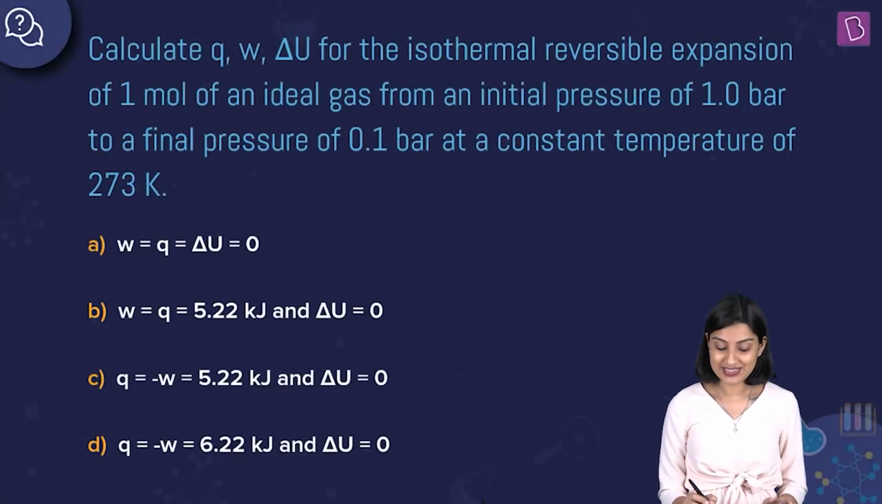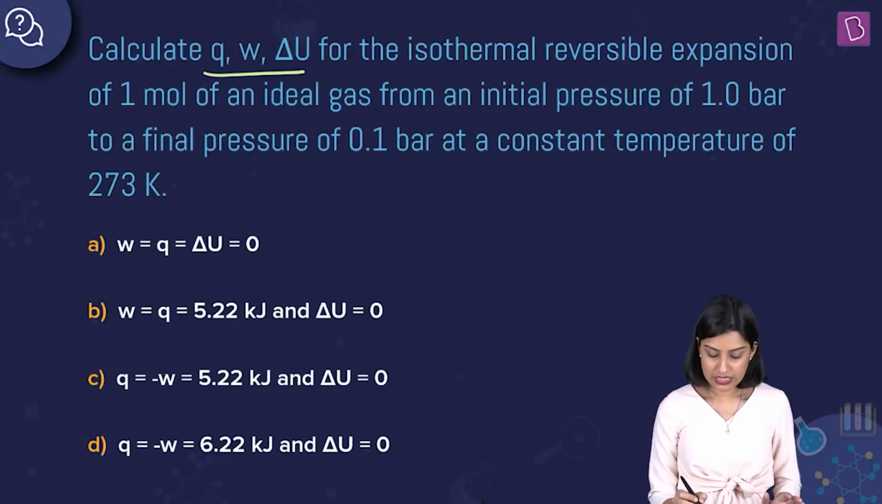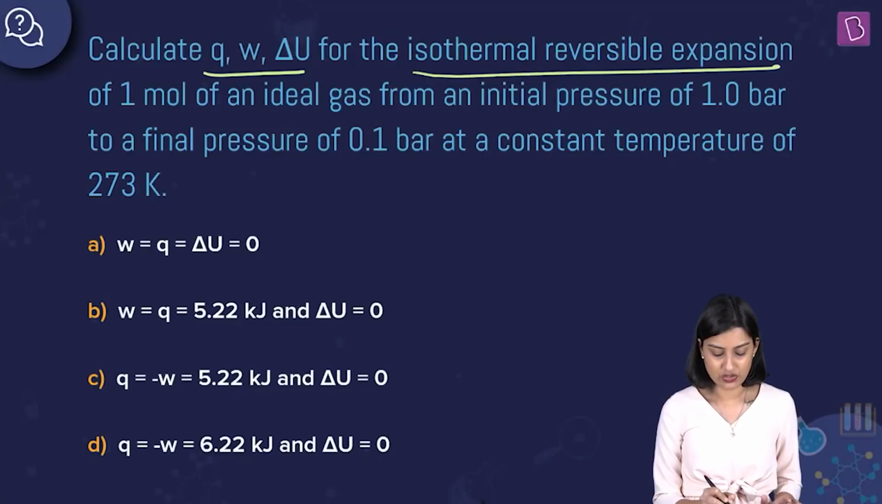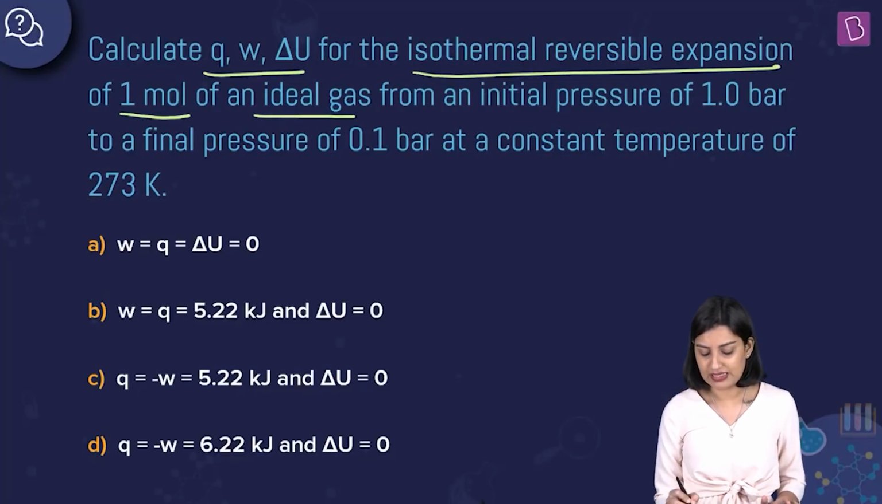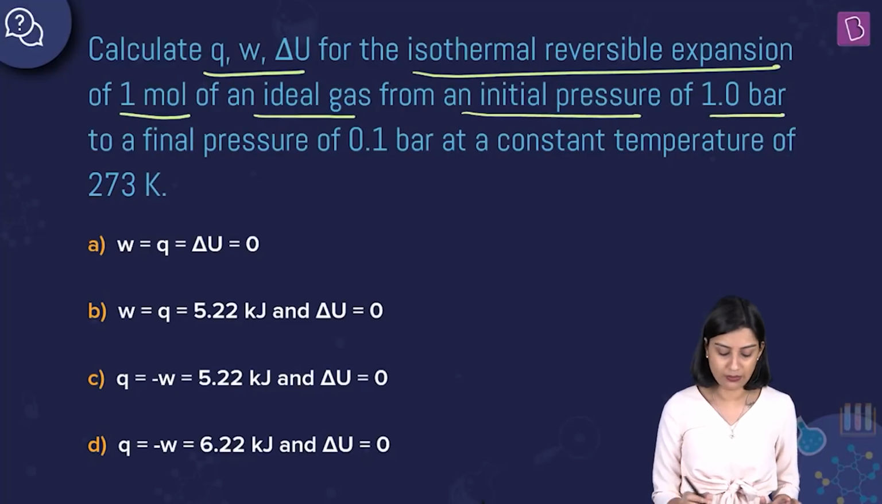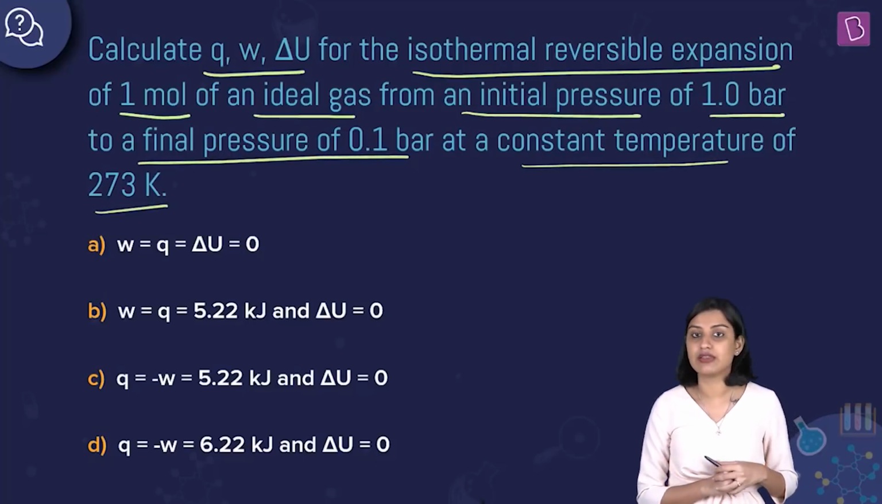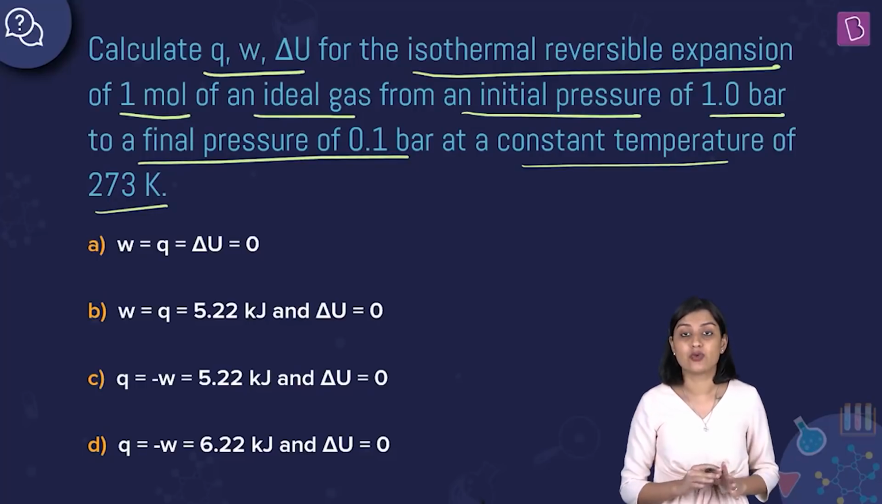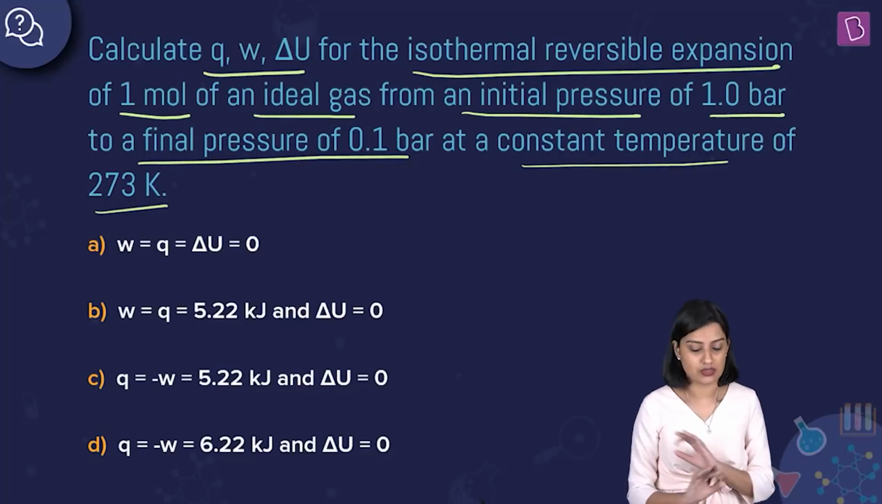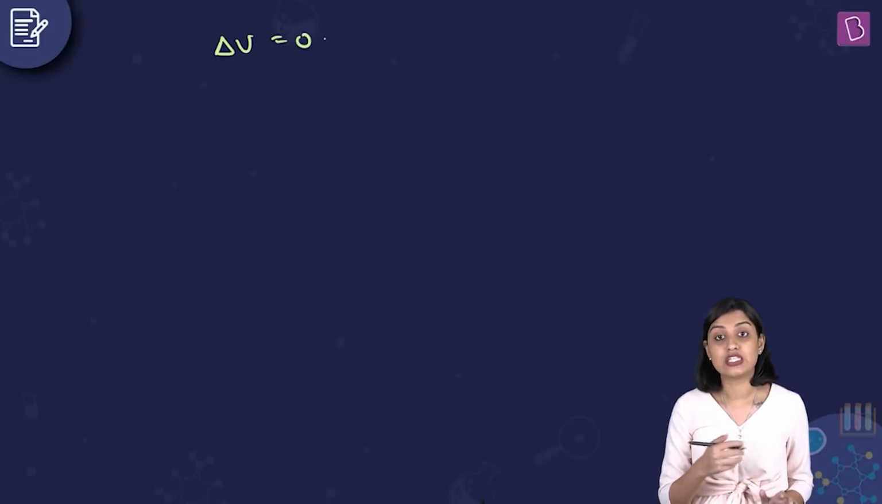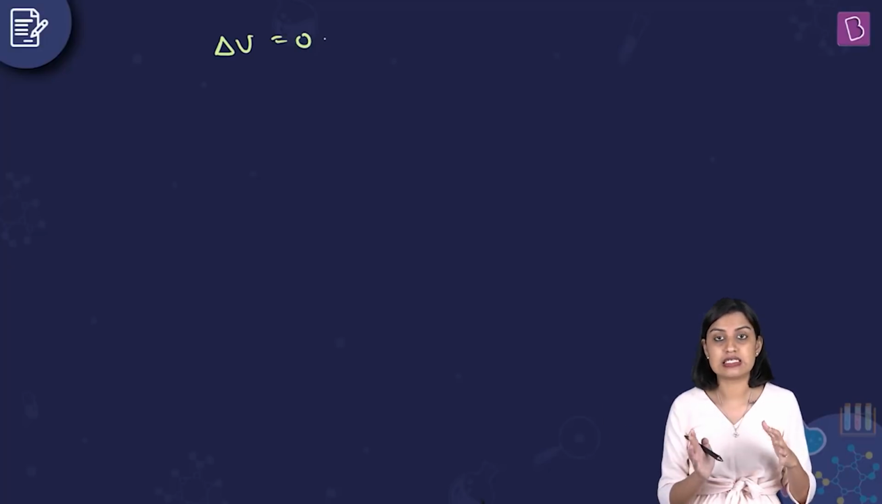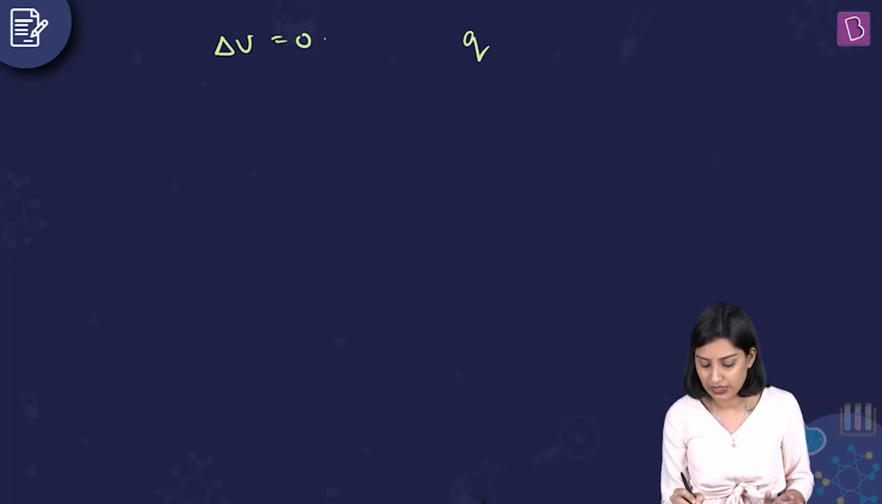Okay, so here they're saying calculate Q, W and delta U for the isothermal reversible expansion of 1 mole of an ideal gas from an initial pressure of 1 bar to a final pressure of 0.1 bar at a constant temperature of 273 Kelvin. Everything is given to you in the question. Substitute in the formula and find out the answer. Very simple. They're saying isothermal reversible expansion, which means first thing is delta U is equal to 0. So delta U is equal to Q plus W makes it Q is equal to minus W, right?